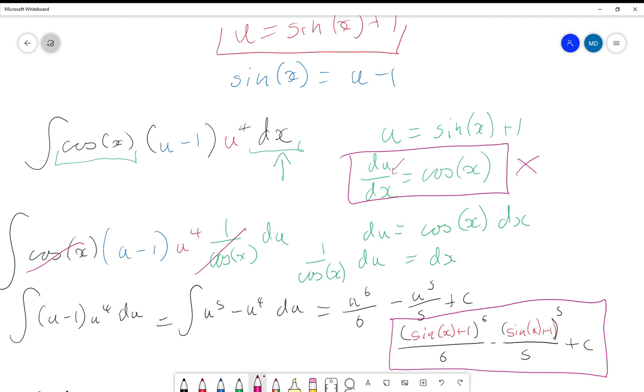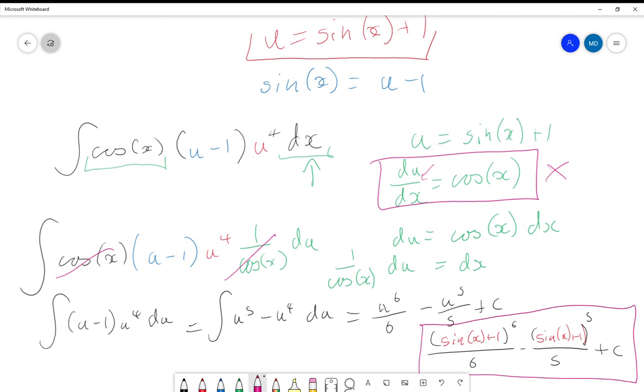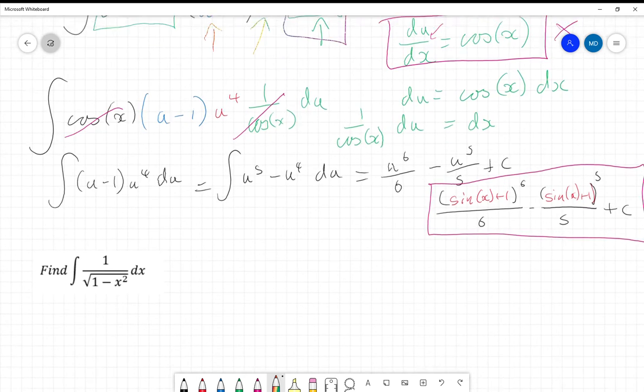But the absolute key thing is to remember not just to substitute your x's, but also to substitute the dx as well, because that dx has to change, otherwise you will get the wrong answer.